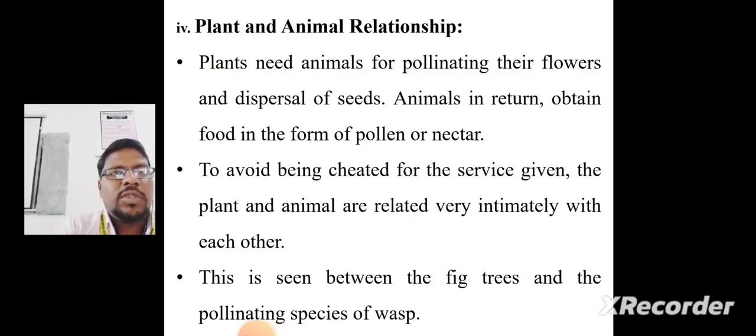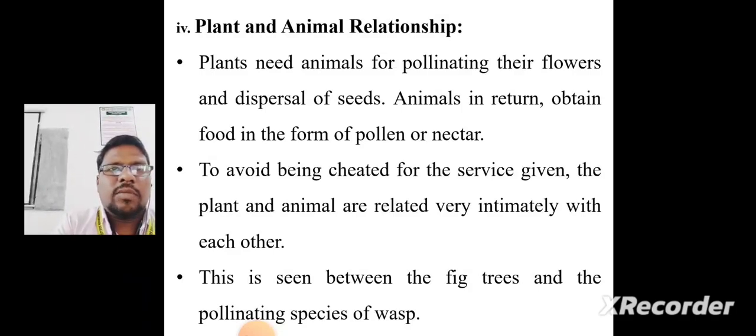How do plants and animals have a relationship? The plants need animals for pollinating the flowers and dispersal of seeds. Animals in turn obtain food in the form of pollen and nectar. To avoid being cheated, for the sake of their survival, the plants and animals are related very intimately with each other. This is seen between fig trees and the pollinating species of wasp.